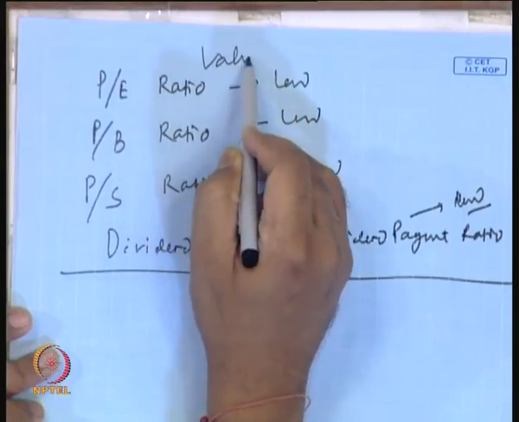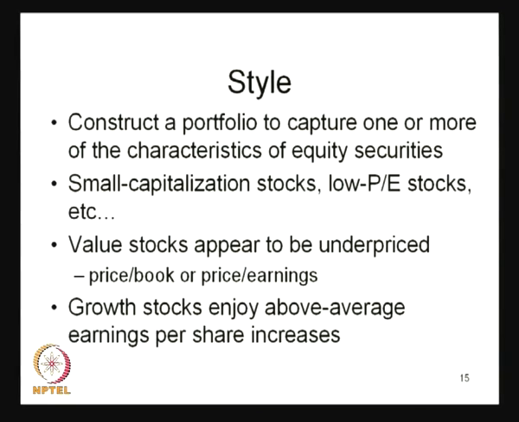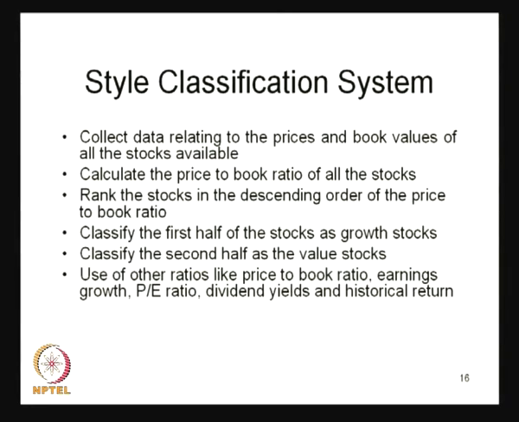So, once you can categorize which are the value stocks and which are the growth stocks, it will be easy for the investor, and for the fund manager, to make this style fund on the basis of that category. Once the style on which the portfolio is constructed is identified, they will predict how this portfolio is going to perform in the future. The general opinion is that value stocks appear to be underpriced and growth stocks enjoy above average earnings per share increases. If those ratios are higher, we define them as growth stocks, and the observation we have made is that most of the time value stocks are underpriced. That is why people always go for investing in these stocks to maximize their returns. Then we have a different style classification system.